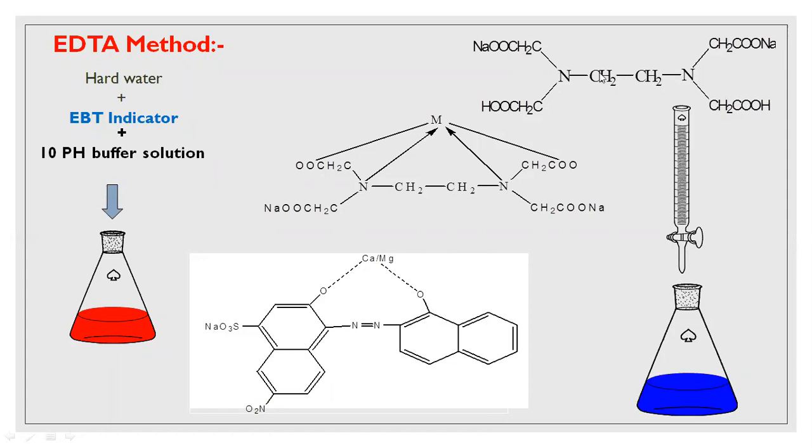This is the structure of EDTA, and this is the structure of EDTA with the metal complex, the complex which EDTA forms with the metal ion. And this is the structure of EBT indicator. What is EBT indicator? Eriochrome Black T. EDTA is ethylene diamine tetraacetic acid.